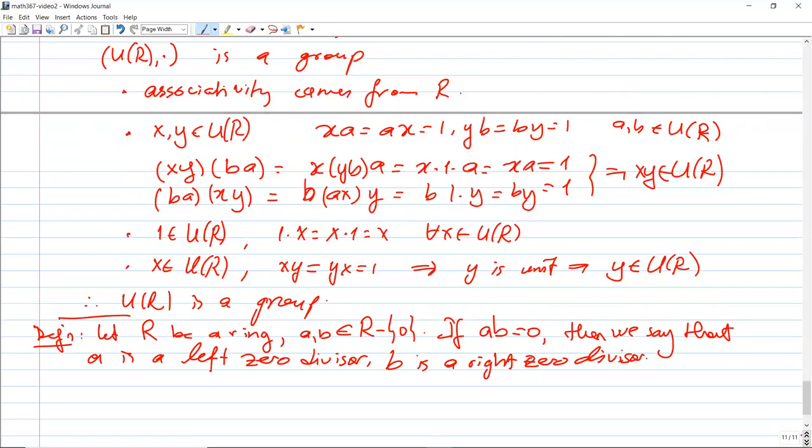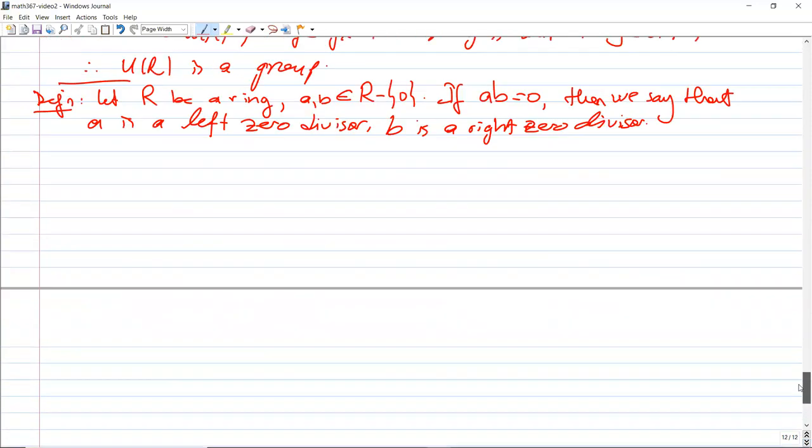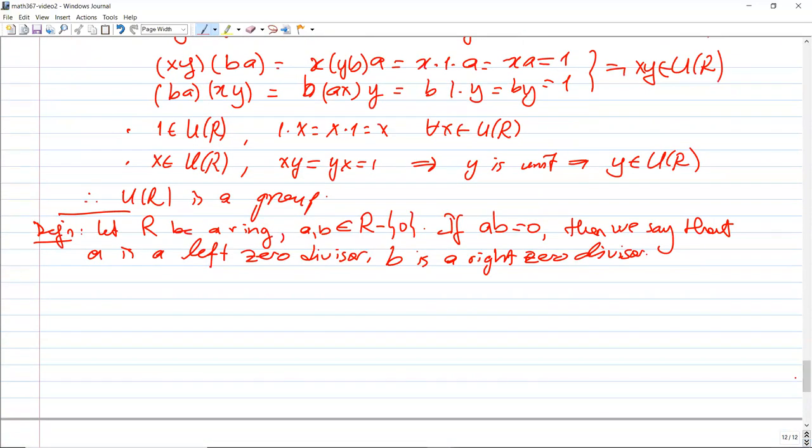So if it's commutative, it's just a divisor. Okay, here's an example. So if you consider Z or rational numbers or real numbers or complex numbers or subrings of those, they do not have zero divisors.